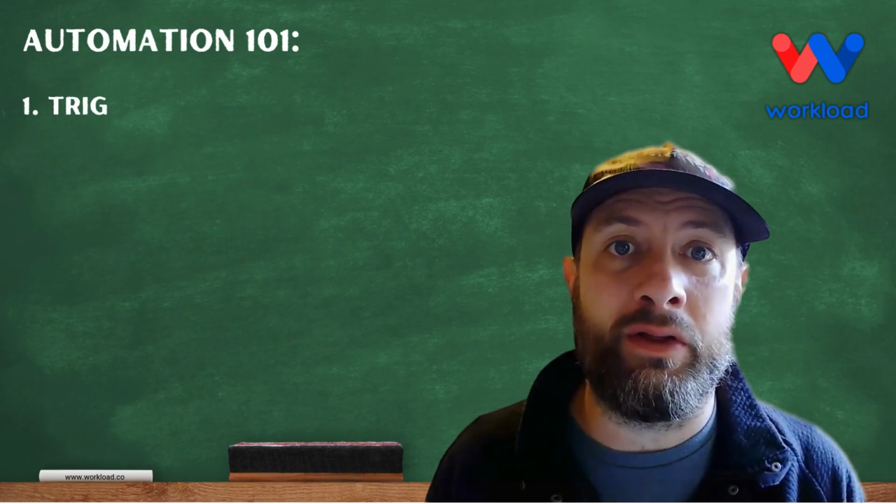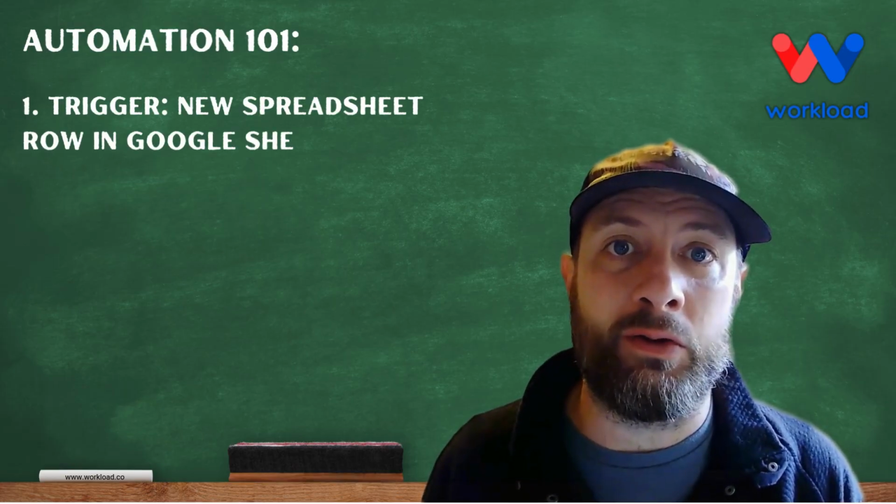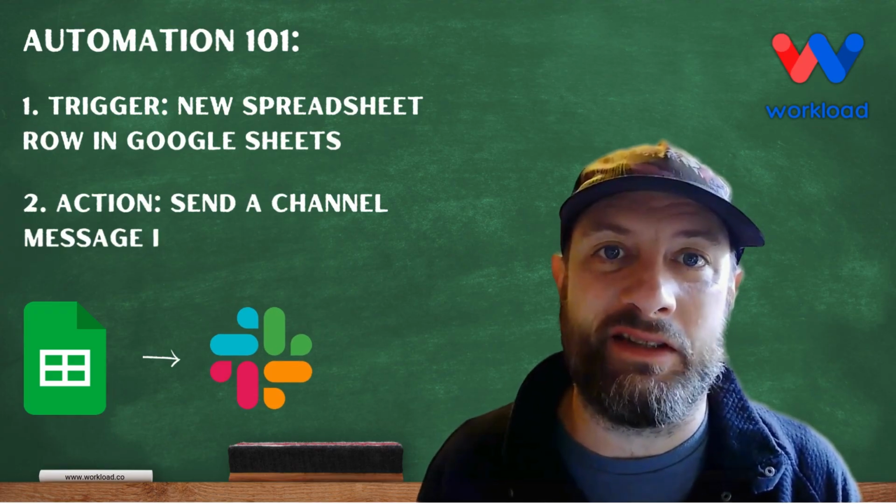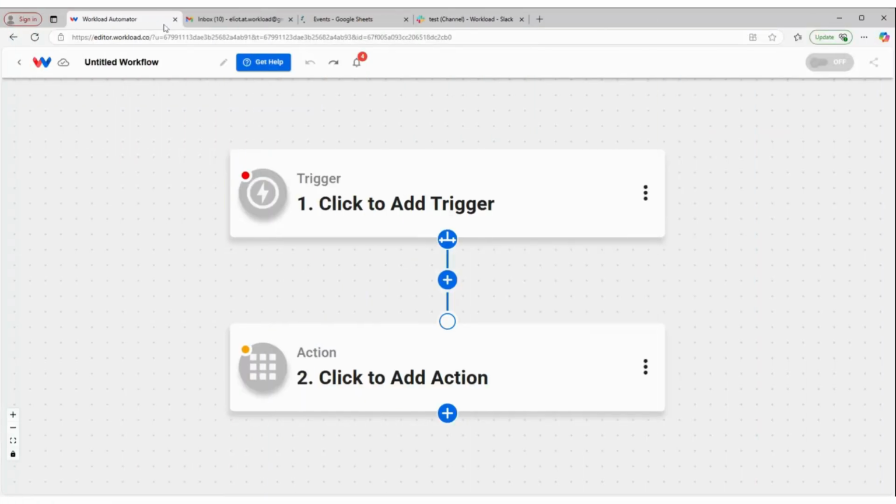In this video, we'll be creating a workflow starting with a new spreadsheet row in Google Sheets and then automating sending a Slack channel message. All right, let's build a workflow. So we'll go ahead and give our workflow a title. And this is going to be Sheets to Slack.